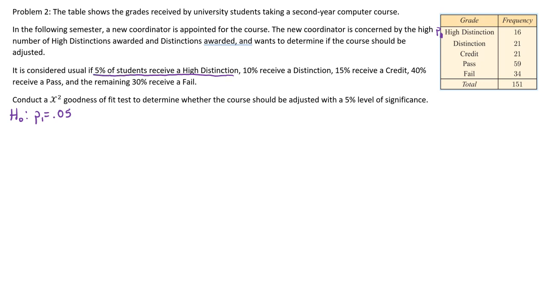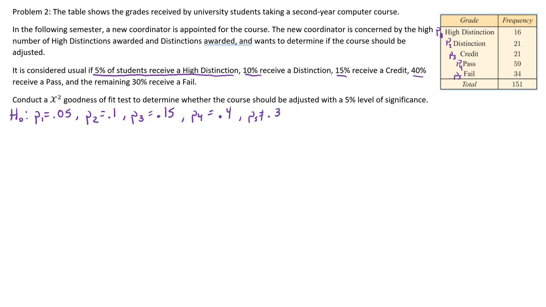So that's a 5% probability, so that's the 0.05. Well, then I'm going to do P2. Well, P2 is going to be distinction, and that was 10%, so it's going to be 0.1. Then I'm going to have P3, which is going to be credit, which had a 15%, so that's 0.15. And then P4 is going to be the pass, which had a 40%, so that's 0.4. And then probability P5 is going to be the fail, which was a 30%, so 0.3.